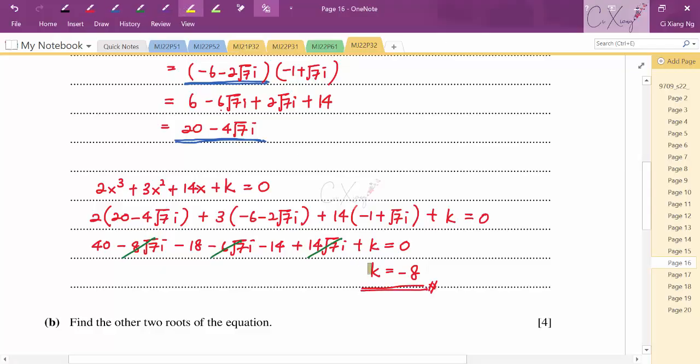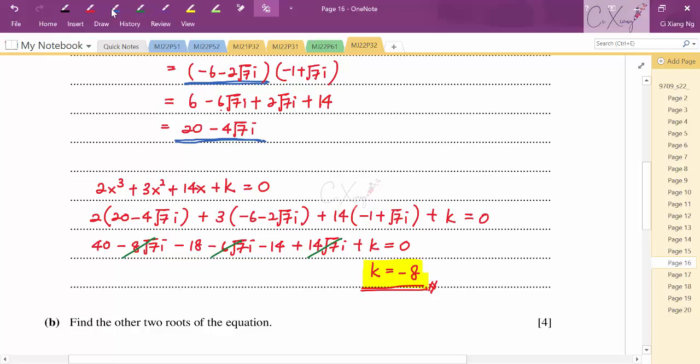Okay, so this is how we solve to get the value for k, which is negative 8. Then now they want us to find the other two roots of the equation for part B.